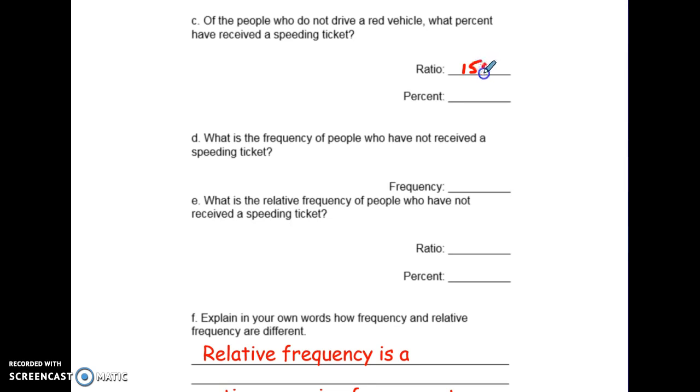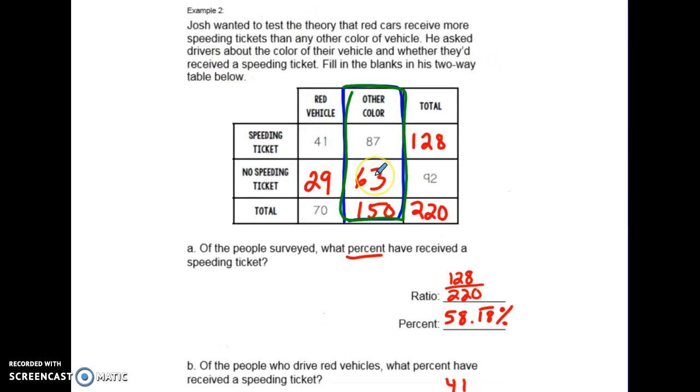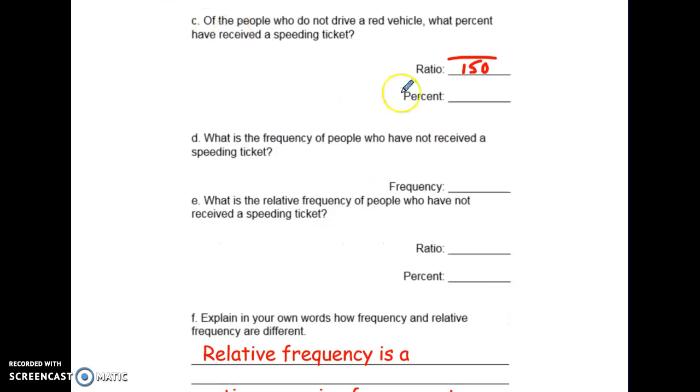So again, 150 is how many people did not have a red vehicle, and the people that did get a speeding ticket up here is the 87. So again, we're converting 87 out of 150 this time. We get exactly 58% this time.